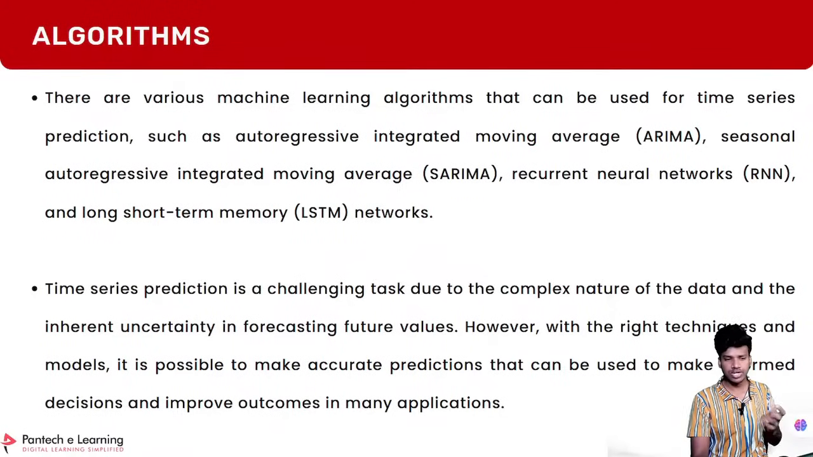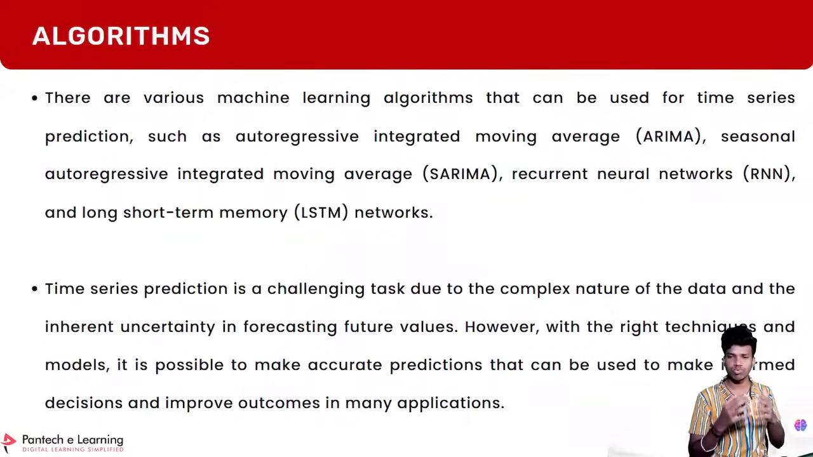There are various machine learning algorithms that can be used for time series prediction, such as autoregressive integrated moving average, like ARIMA, SARIMA, RNN and LSTM. ARIMA and SARIMA are models. RNN and LSTM are neural networks, which come under deep learning. I'm only saying they are not needed in our concept.